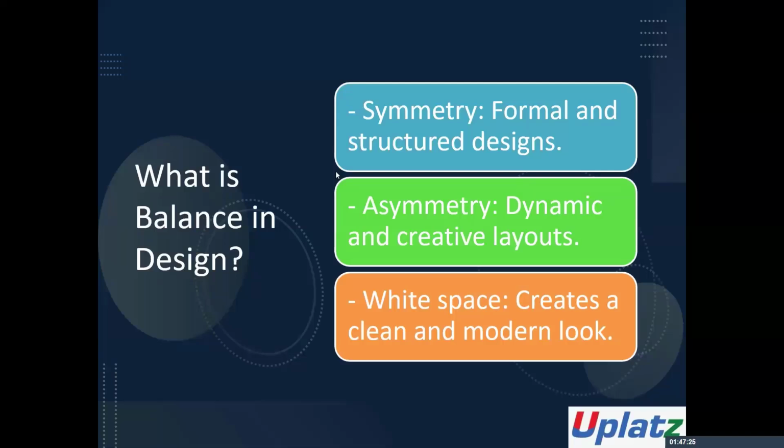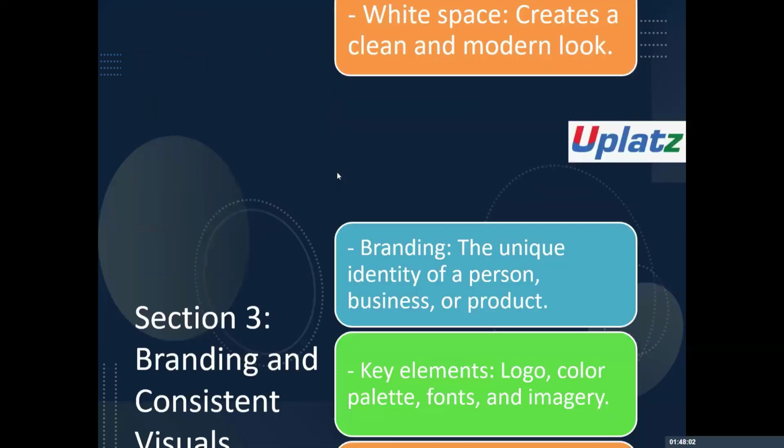Similarly, what we can understand is what is balance in design. So balance in design again consists of symmetry, asymmetry, and white space. The symmetry consists of formal and structured design. Asymmetry can be dynamic and creative layouts. White space creates a clean and modern look. This is what we can understand in a very, very brief way, and we can get an end-to-end introduction to design through the help of this presentation.